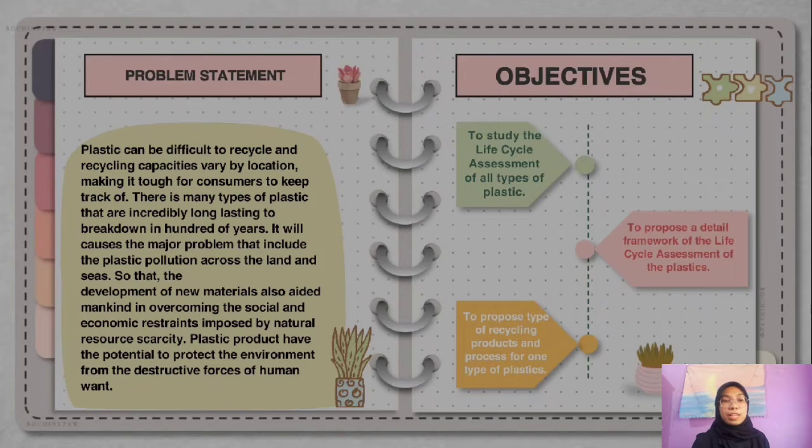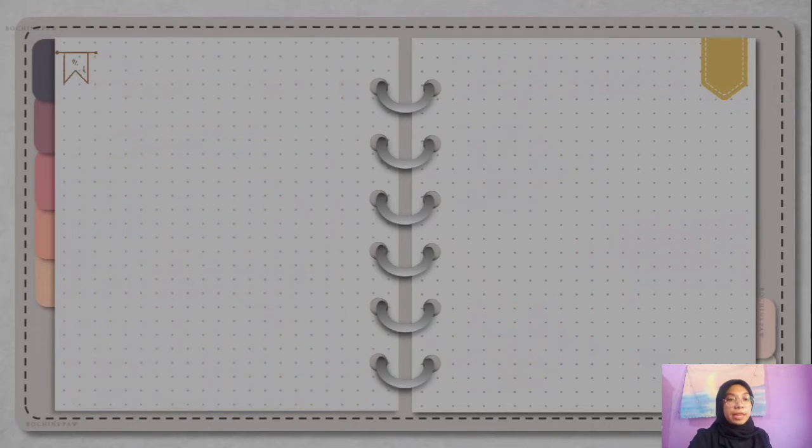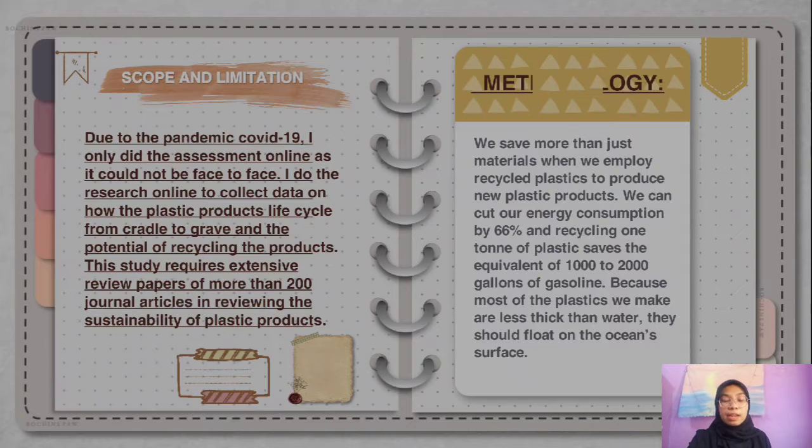Next, for the objective: to study the life cycle assessment of all of the plastics, to propose a detailed framework of the life cycle assessment of the plastics, and to propose a type of recycling product and process for one type of the plastics. Next, for the scope and limitation of the project, due to the COVID-19 pandemic, I only did the assessment online as it could not be face-to-face.